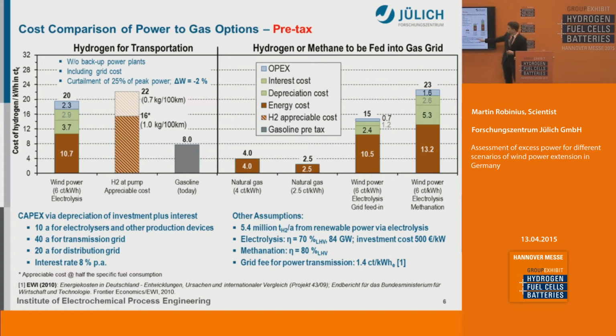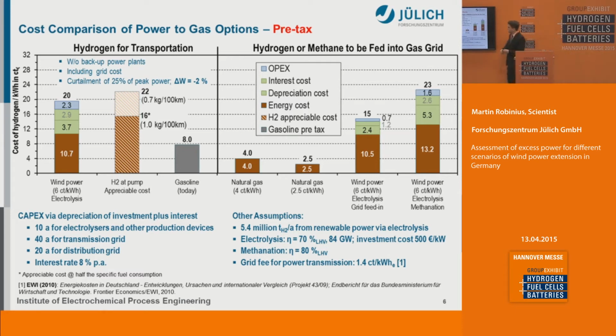For example, what we're paying right now, pre-tax, for natural gas is about 2.5 to 4 cents per kilowatt hour. These are now our target costs. When we use an electrolyzer and feed the hydrogen directly into the natural gas grid, we are already at 15 cents per kilowatt hour. If we want to go a step further, for example, we produce hydrogen from the surplus energy and then go to natural gas, we end up at about 23 cents per kilowatt hour. So you can see we have a huge difference between the target cost and the actual cost.